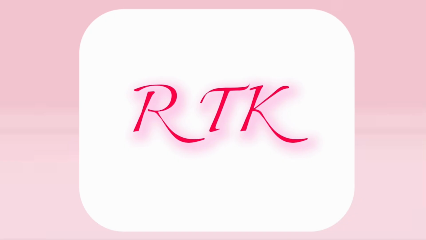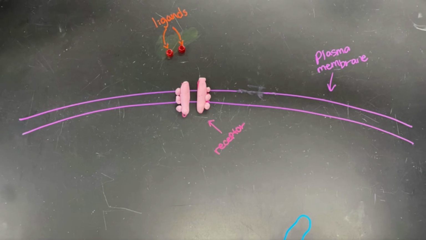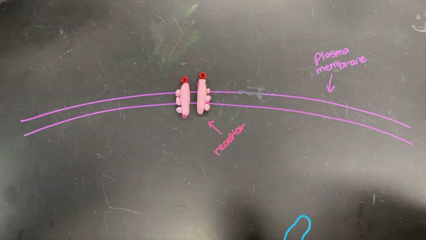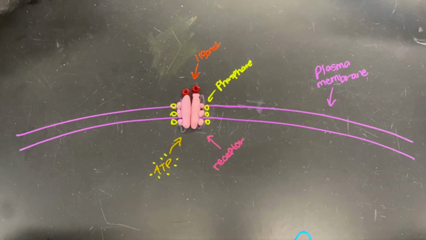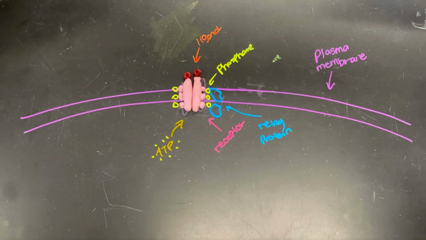pressure. This is an RTK receptor, also known as a receptor tyrosine kinase. An epidermal growth factor molecule, acting as a ligand in the reaction, binds to the receptor tyrosine kinase protein. Phosphates from the ATP are added to the RTK, which then activates RAS, which then binds to and activates rapidly accelerated fibrosarcoma, also known as RAF.